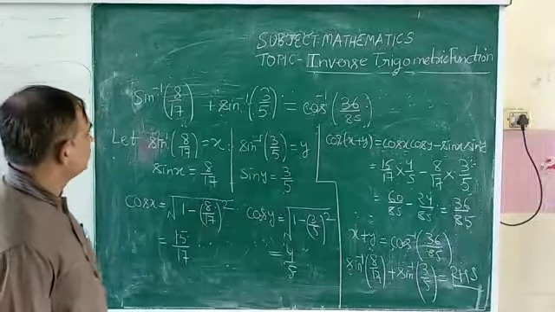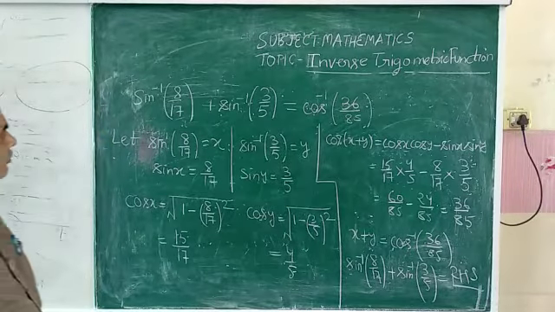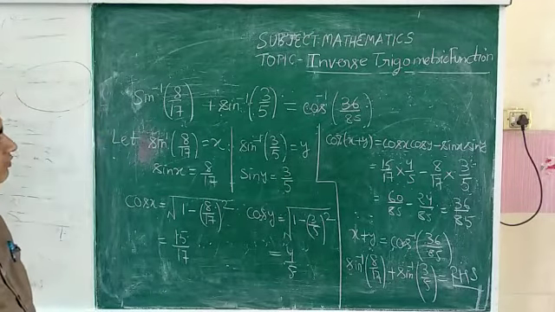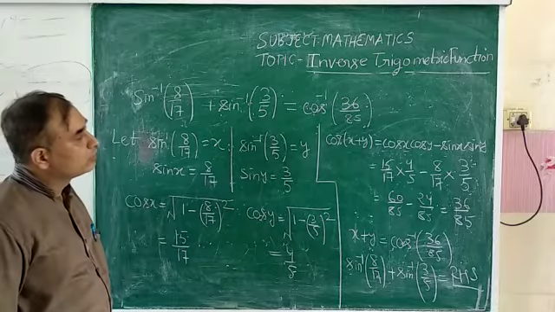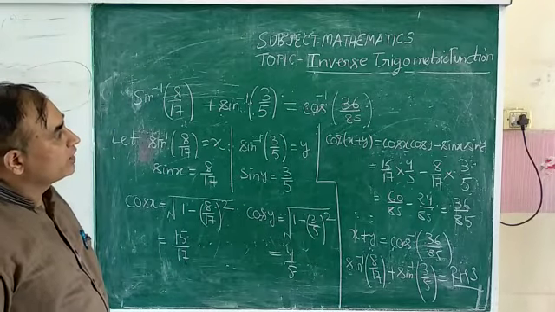Dear students, today we start a new question. sin⁻¹(8/17) + sin⁻¹(3/5) = cos⁻¹(36/85).